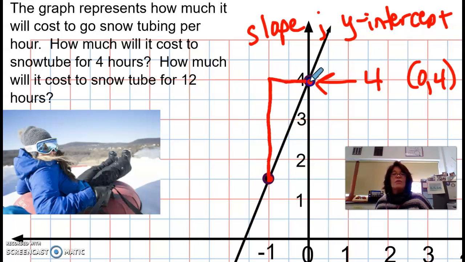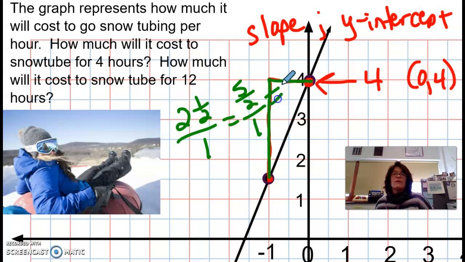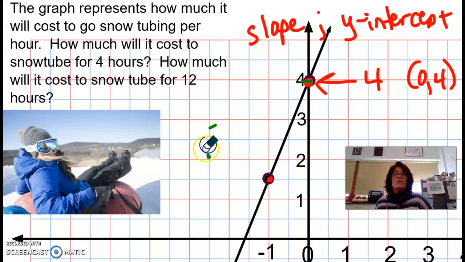I go over 2. Somebody else might have counted this way. I go up 2.5, and over 1. Well, 2.5 over 1, that's 5 halves over 1. That's still 5 over 2. As long as your x and y axis are using the same scale, then you can just count the units. Okay, so my slope is 5 over 2.